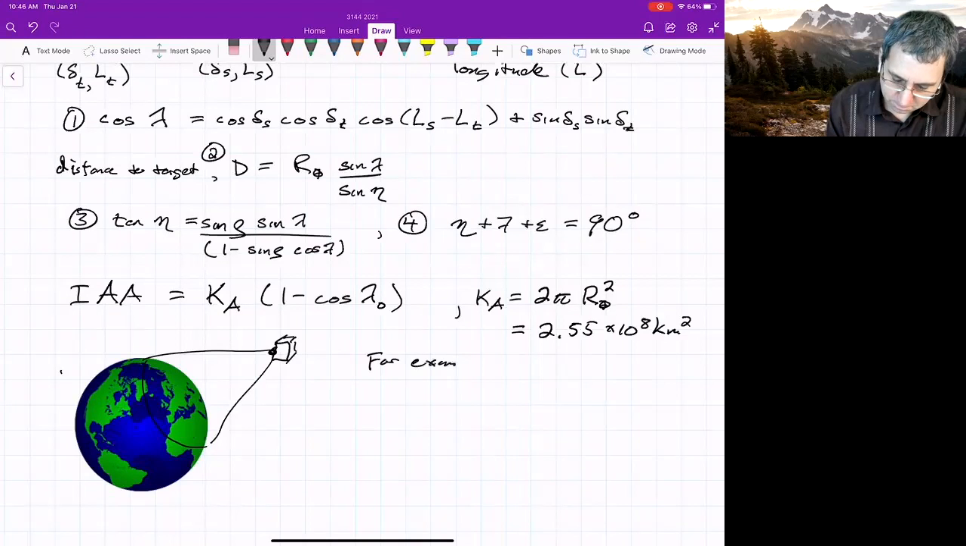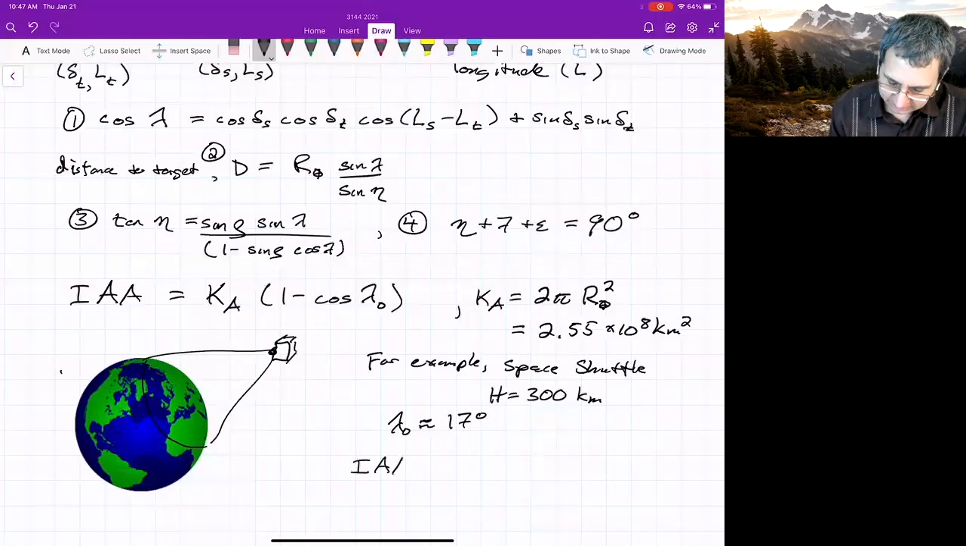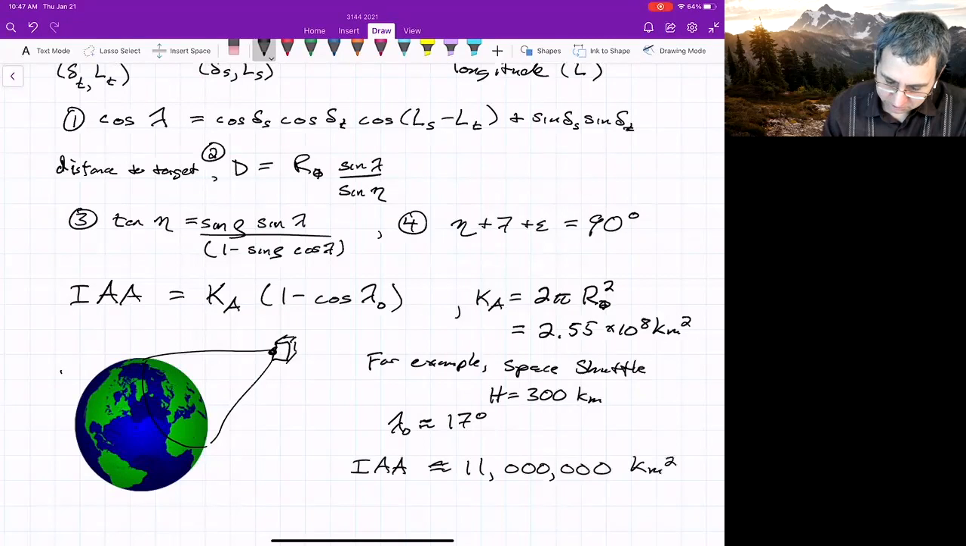For example, for the space shuttle, let's use H as 300 kilometers. And given the radius of the Earth, lambda naught is about 17 degrees. So the instantaneous access area is about 11 million kilometers squared. It's a lot of kilometers squared.